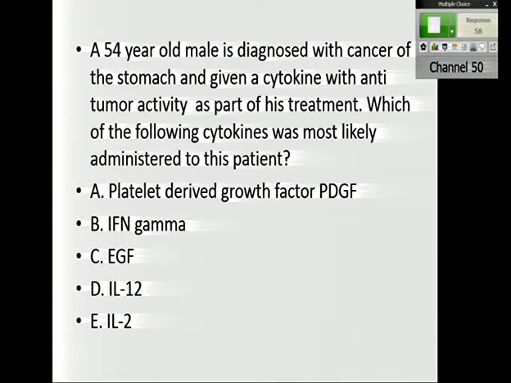Now, interferon gamma is a cytokine which can upregulate MHC1 and also MHC2 on many cells. So often when you want an upregulation of MHC1, they use interferon gamma. I'm just letting you know because you should just know it. So the correct answer here is interferon gamma.